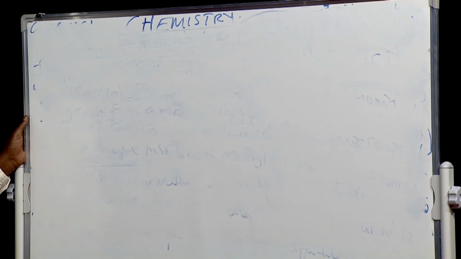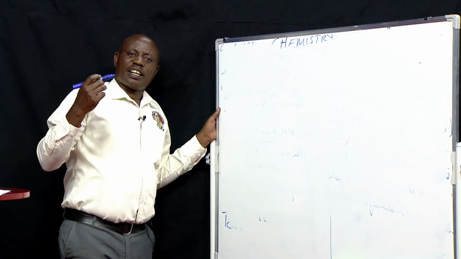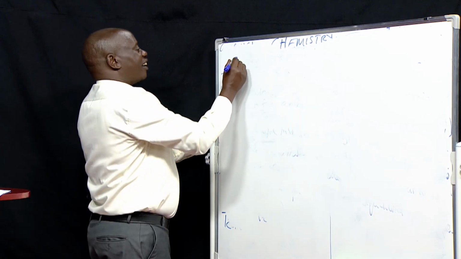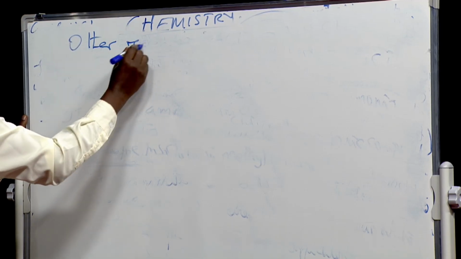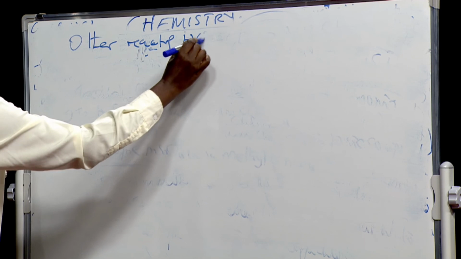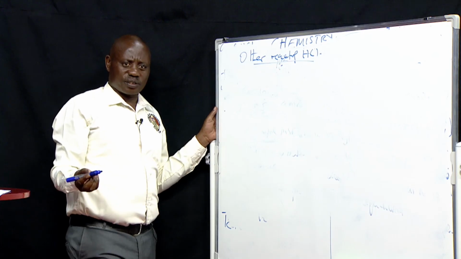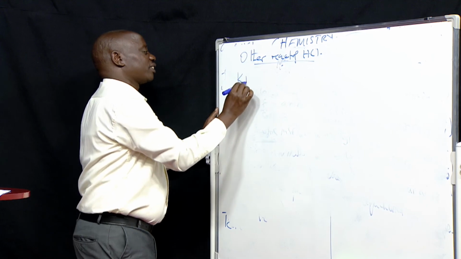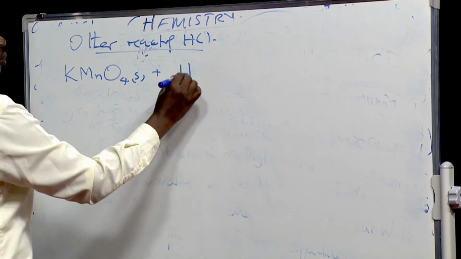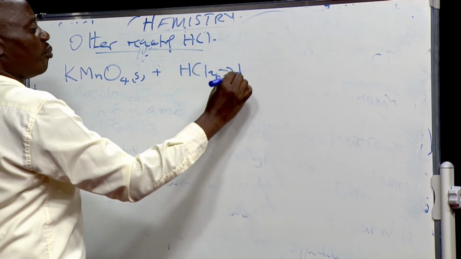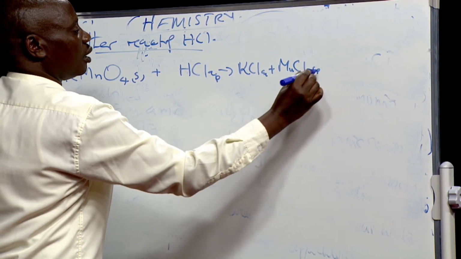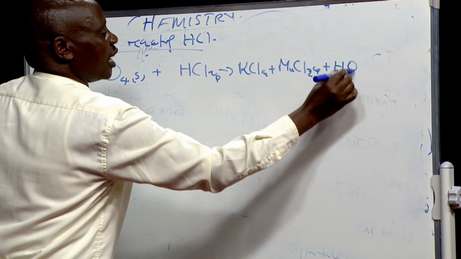Earlier, when we were looking at chlorine, we found out that other reactions of hydrogen chloride include a reducing action. And we found out that it reacts with potassium manganate to form potassium chloride, manganese 2 chloride, water, and chlorine.